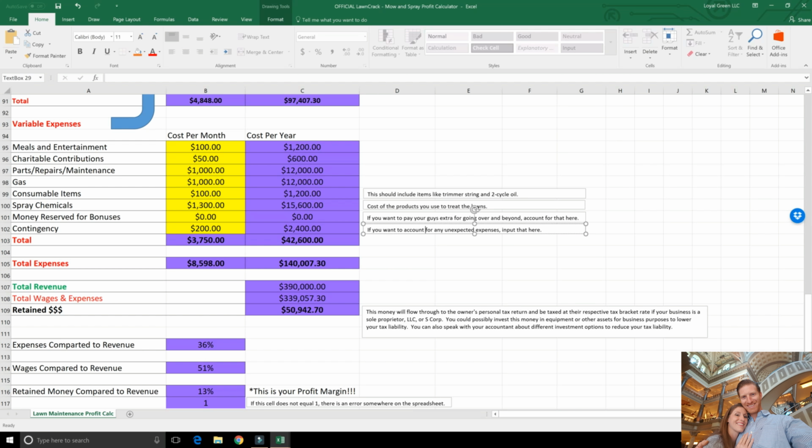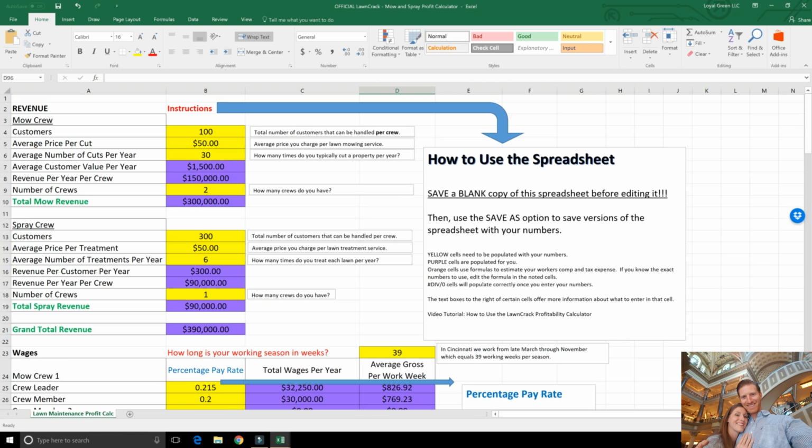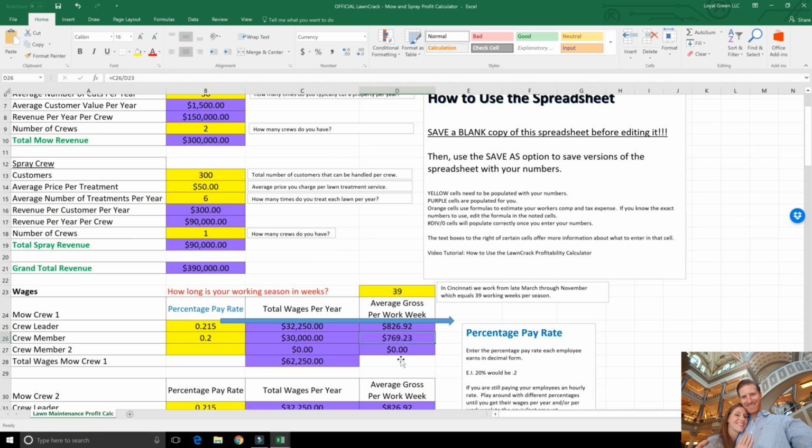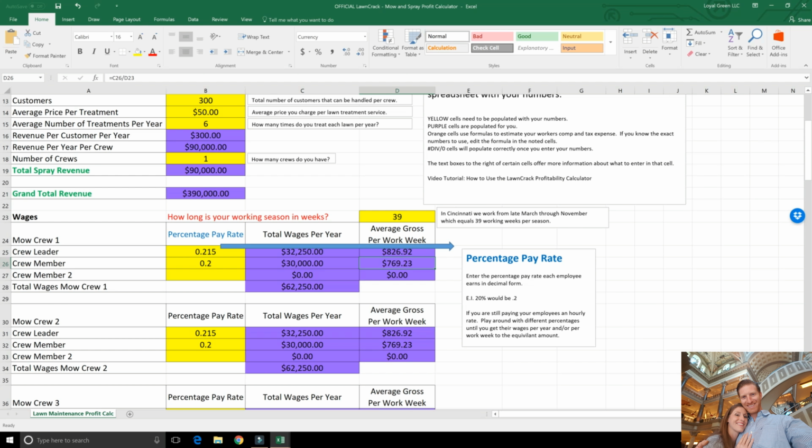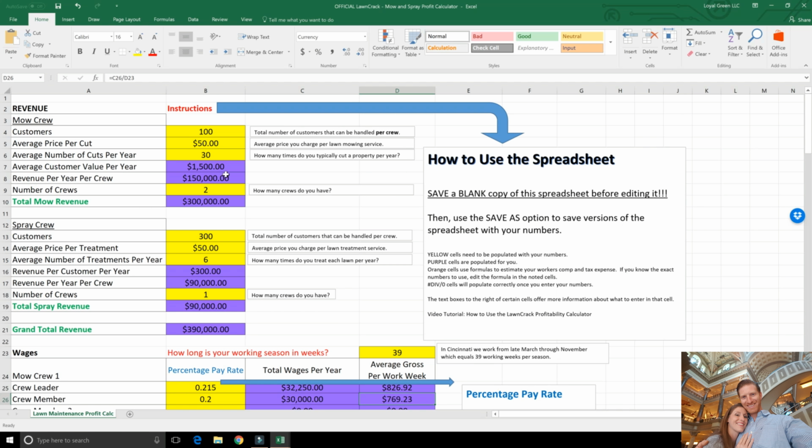All these text boxes are going to tell you what exactly to put in each area. If we go all the way back up to the top, this how-to-use section tells you how to use the spreadsheet. Yellow cells, you're going to enter those. Purple cells will be populated for you. Orange cells have a formula. If you want to edit the formula to more accurately represent your company's numbers, feel free to do so. Some of these cells would have a pound sign div slash O, but since I've already populated the sheet, they don't say that anymore. When you get the blank sheet, it will. Don't freak out.